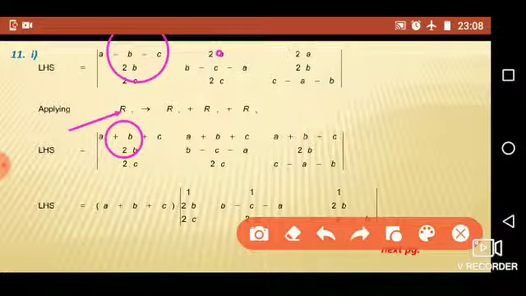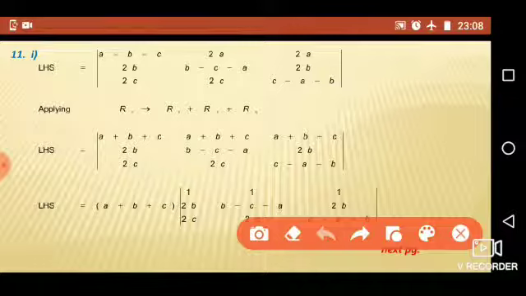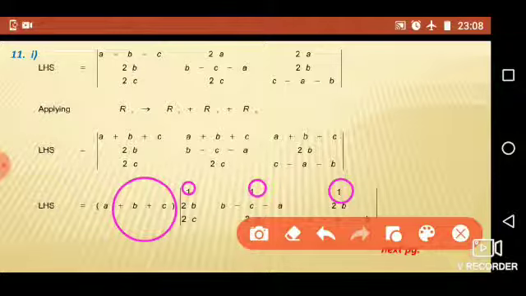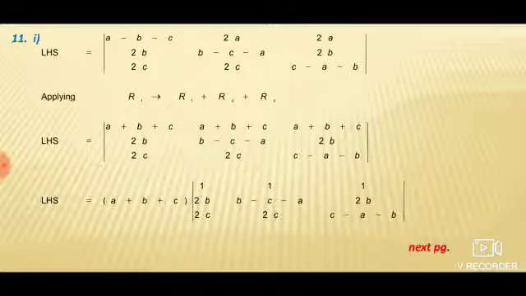Therefore in the first row we have the elements a plus b plus c, a plus b plus c and a plus b plus c. Now taking a plus b plus c common from the first row, we are left with 1, 1 and 1. Also let me apply one more operation in the above step. Then the second row remains the same, the third row remains the same. Therefore a plus b plus c is outside and 1 1 1 is in the first row.